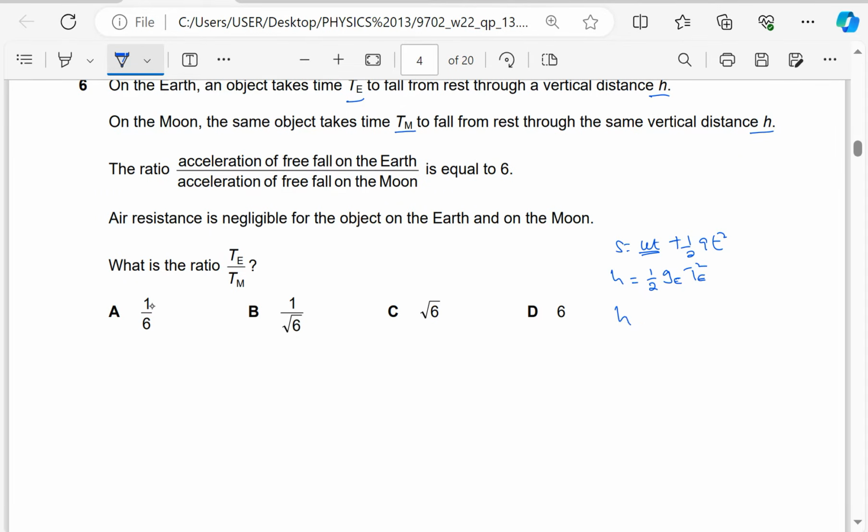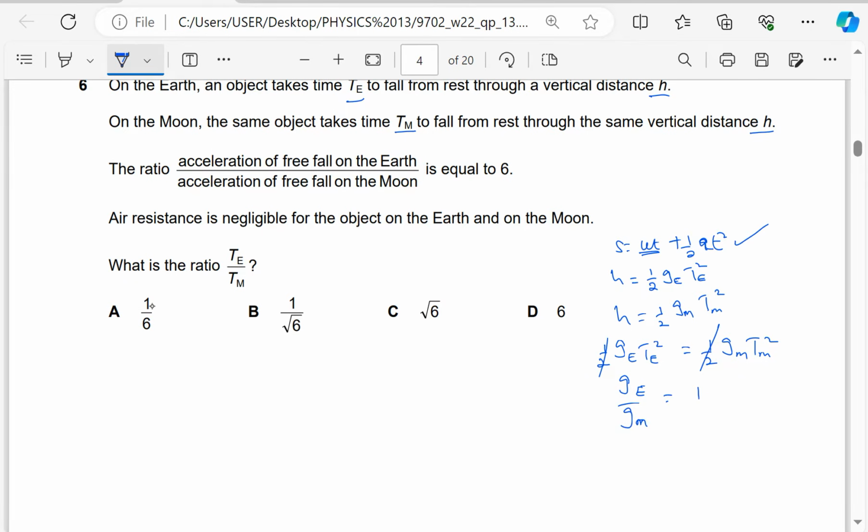Then on the Moon, remember they fall through the same distance. So again, using the same equation, h is going to be a half times g on the Moon times t on the Moon, squared. So I have to combine these two equations. I will just equate them. So a half g on the Earth, t on the Earth squared should be equal to a half g on the Moon, t on the Moon, squared. So the half has cancelled. I want the ratio g on Earth divided by g on the Moon.